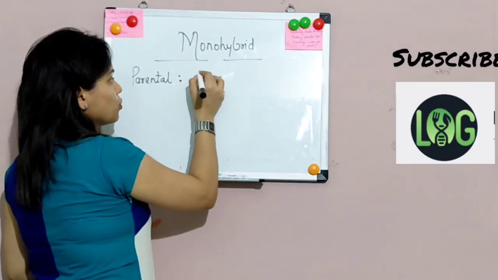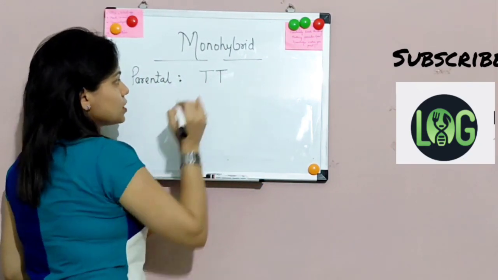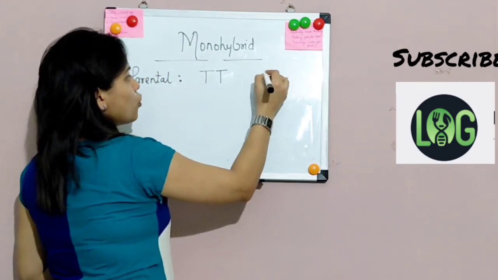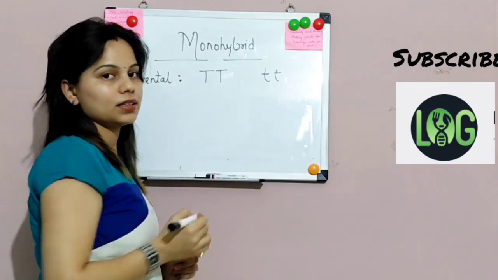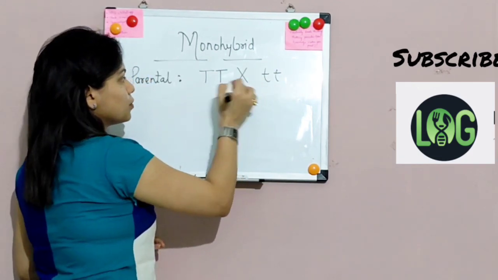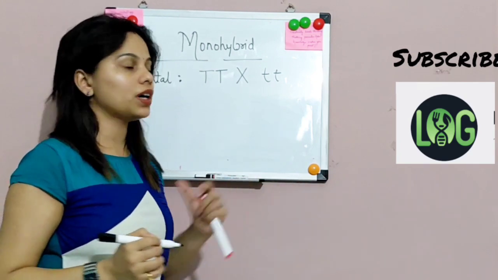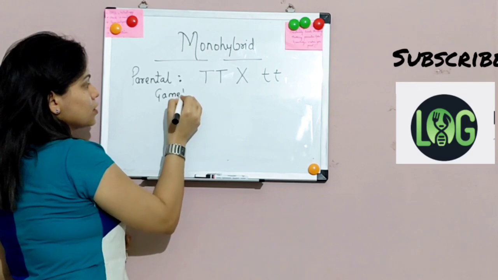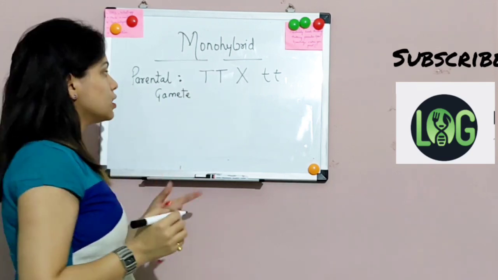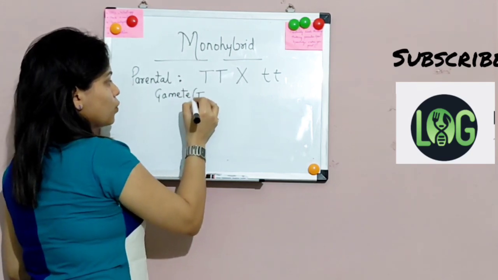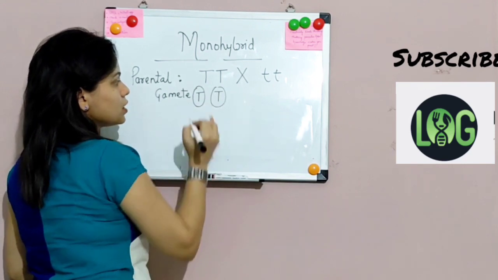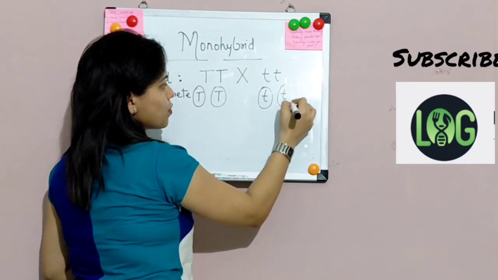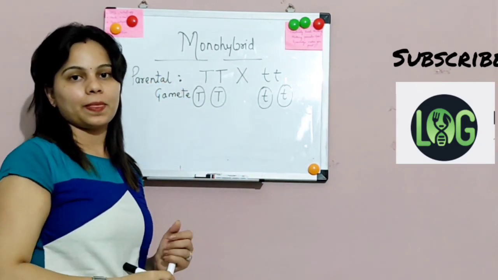Now if we talk about the homozygous pure, then let's say capital T means a homozygous tall father is there and a homozygous dwarf mother is there, and I'm crossing both of them, the mother and the father. Now they will first form the gametes. In the formation of the gametes, the father will form capital T and capital T, and the mother's gametes will be formed as small t and small t.